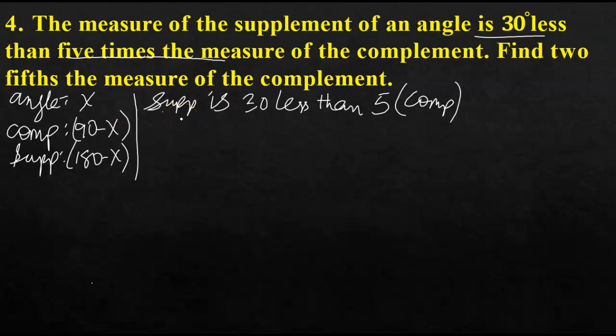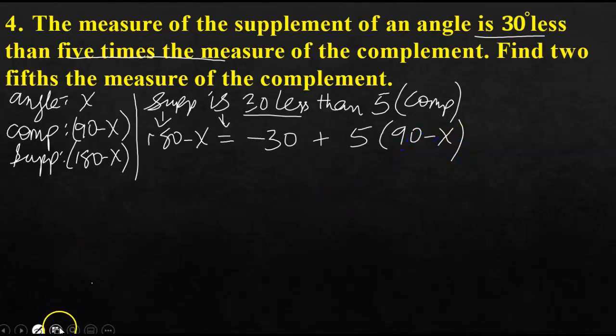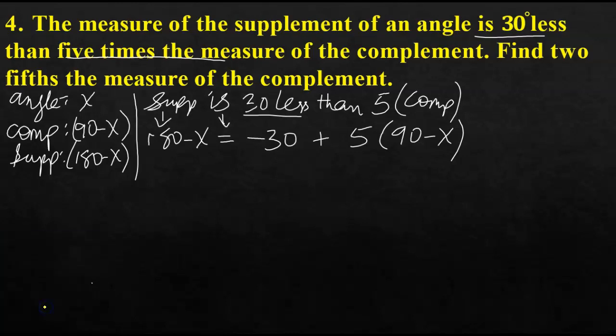So now our expression supplement we define here is 180 minus x. Is means equal. 30 less means minus 30. So it's negative 30. Again, 30 less is not 30 minus something. It is something minus 30. So the negative has to be in front. So now 5 times the complement. So the complement is 90 minus x. And now we have an equation to solve for x. So once we solve for x, which represents the angle, then we go from there.